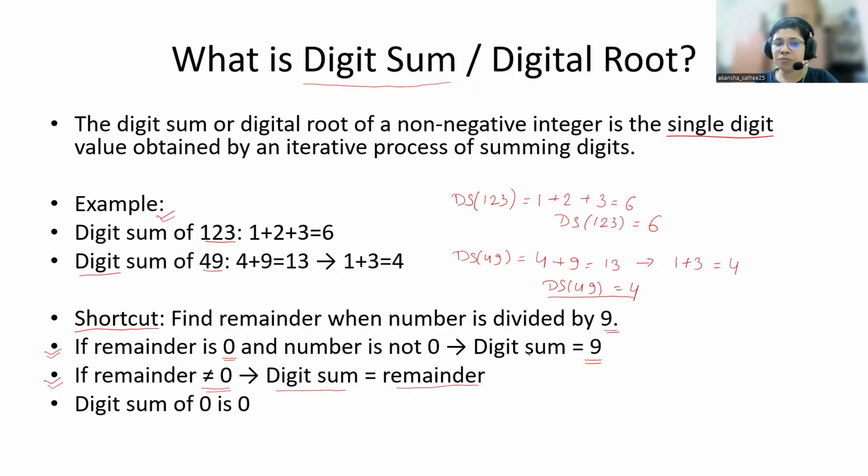Let's check this. And digit sum of 0 is 0. So let's try to understand this. Let me try to change the color if it is possible at all.